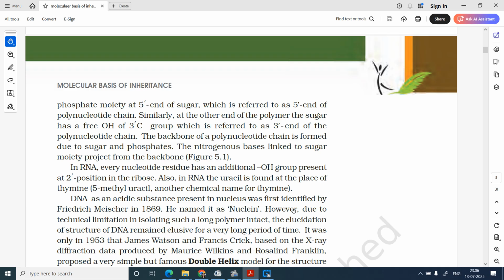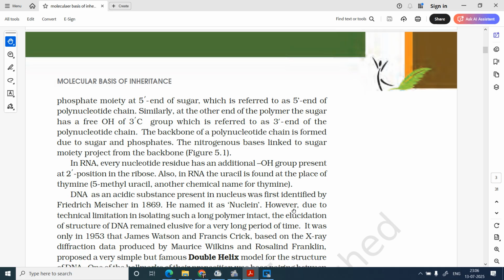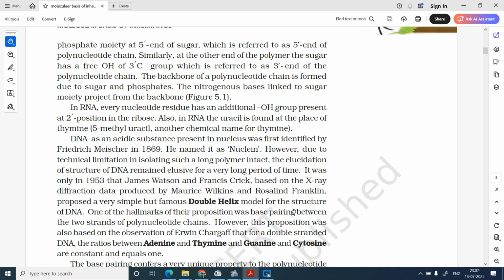DNA, as an acidic substance present in the nucleus, was first identified by Friedrich Miescher in 1869. He named it nuclein. However, due to technical limitations in isolating such a long polymer intact, the elucidation of the structure of DNA remained elusive for a very long period of time. It was only in 1953 that James Watson and Francis Crick, based on the X-ray diffraction data produced by Maurice Wilkins and Rosalind Franklin, proposed a very simple but famous double helix model for the structure of DNA.